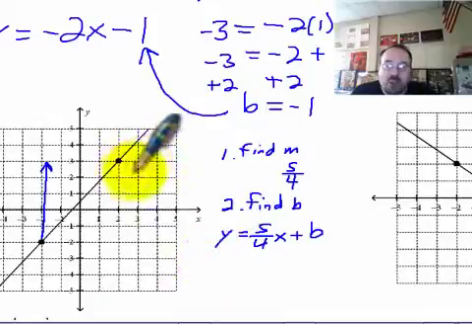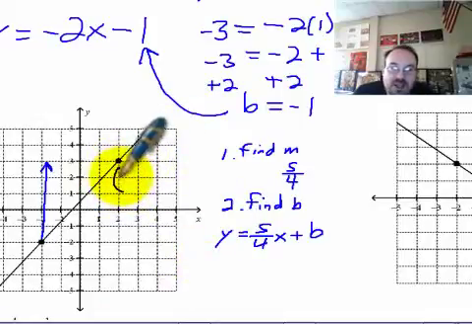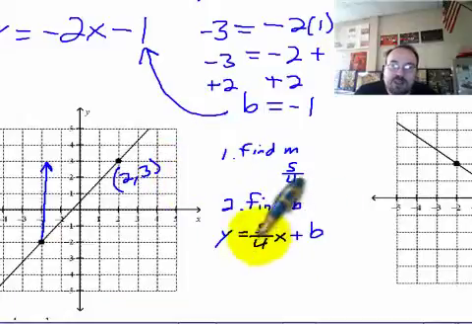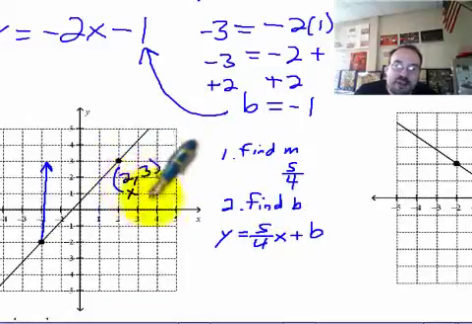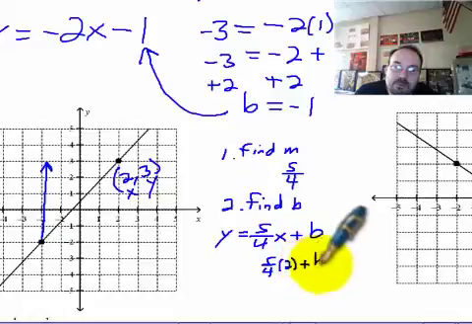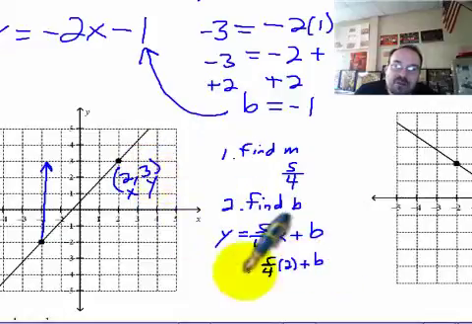And then I pick a point that I can read easily, like 2, 3. And I'm going to plug that in for x and y. So just be really careful. This is x and that's y. The x shows up second when you write it in the formula. And the y shows up in front.